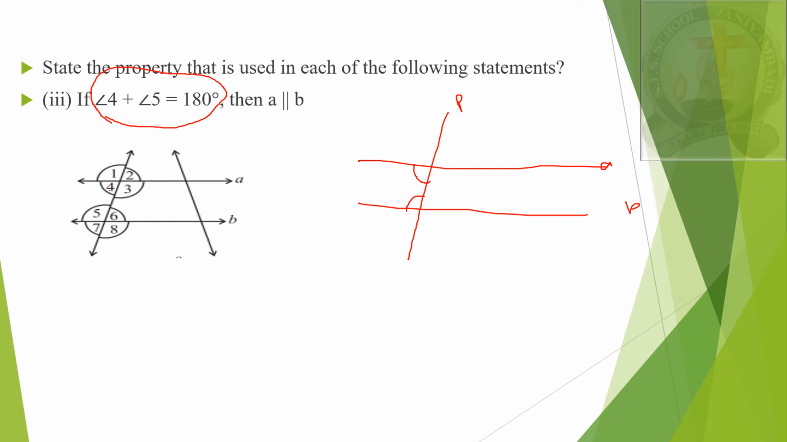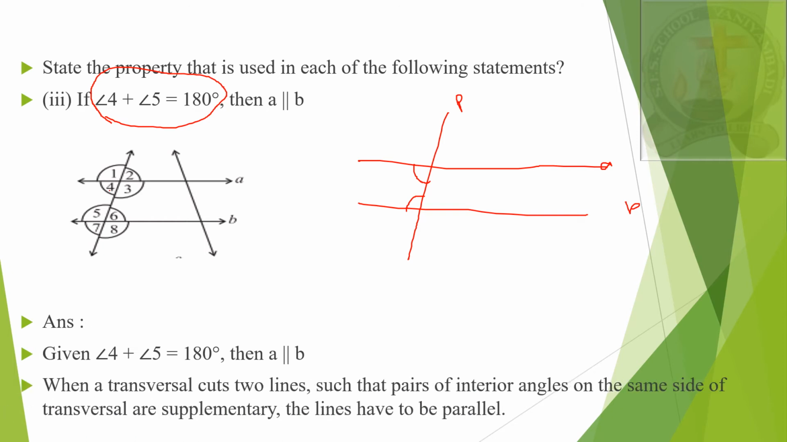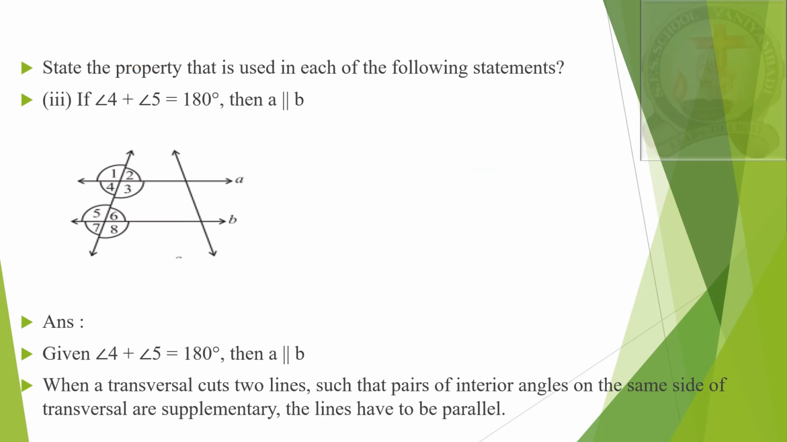Now they say angle 4 plus angle 5 is equal to 180 degrees. If it is, then A is parallel to B. Okay, we shall give: given angle 4 plus angle 5 is equal to 180 degrees, then line A is parallel to B. The reason is, when a transversal cuts two lines such that pairs of interior angles on the same side of the transversal are supplementary, then the lines have to be parallel. So this is the reason A is parallel to B.